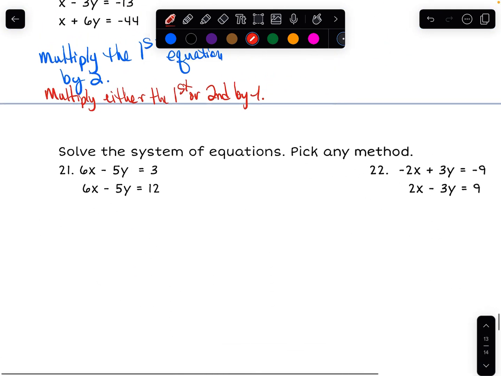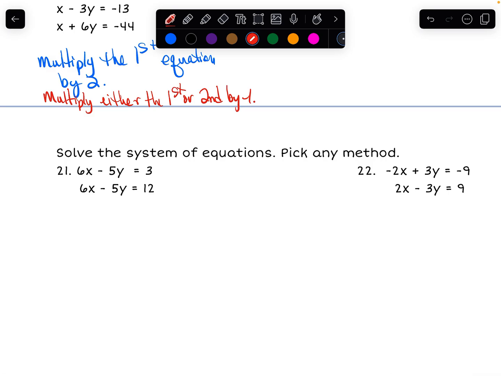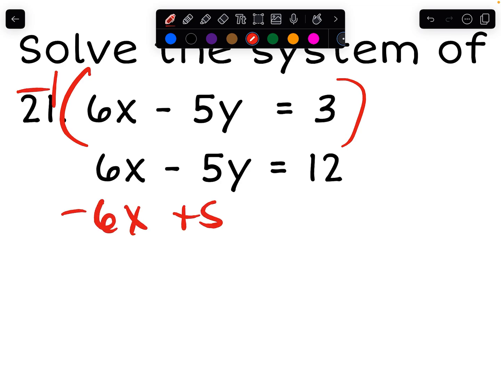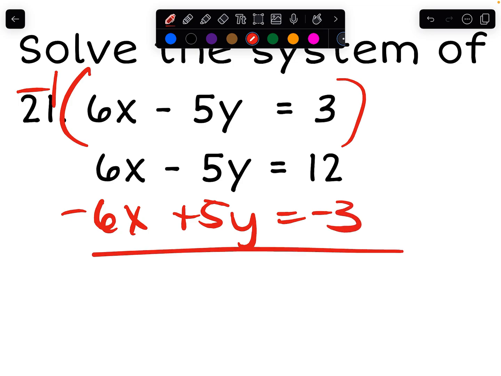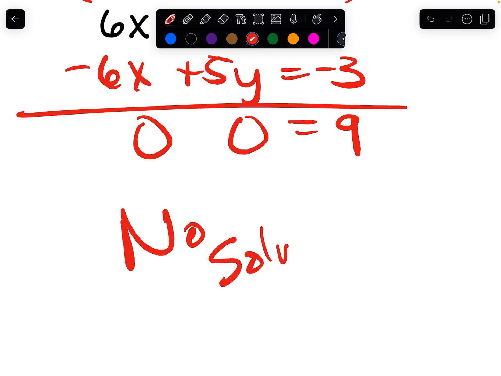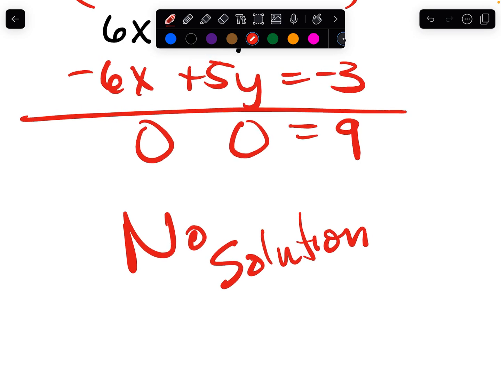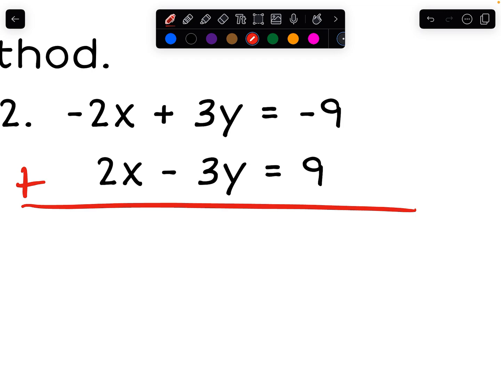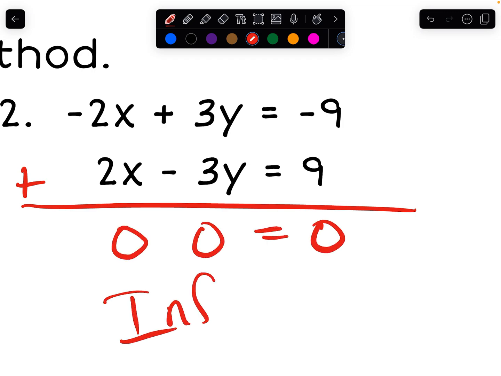Solve the system of equations by any method you want. So for me, this would be easy. I'm going to multiply this by -1. If I do that, I get -x plus 5y equals -3. 0, 0, this is 9. So this is no solution. This next one, ooh, I would go straight down. 0, 0, 0. Infinite solutions.